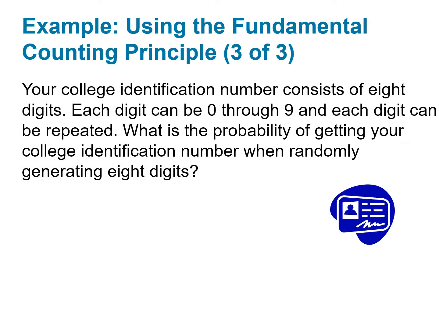Okay, so now let's look at using the fundamental counting principle on this instead of a tree diagram. All right, so we have our college identification number. It's going to be 8 digits. Remember, the digits are numbers 0 through 9. And we can repeat these, okay? So what's the probability of getting your college identification number when randomly generating 8 digits?